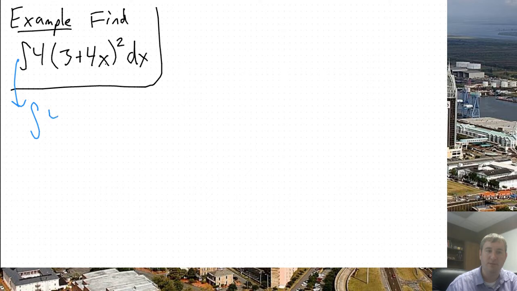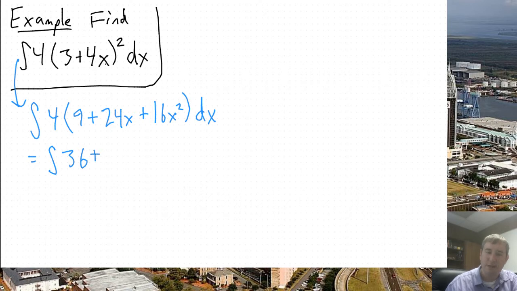You could rewrite 3 plus 4x all squared as 9 plus, that'd be 2 times 3 times 4, because there'll be 2 copies of it, that's 24x, plus 4x all squared would become 16x squared, dx. And then we'll distribute out that 4 to get 36 plus, and you're already seeing the downsides of this, 24 times 4, I guess that would be 96x, plus 16 times 4 would be 64x squared, dx.